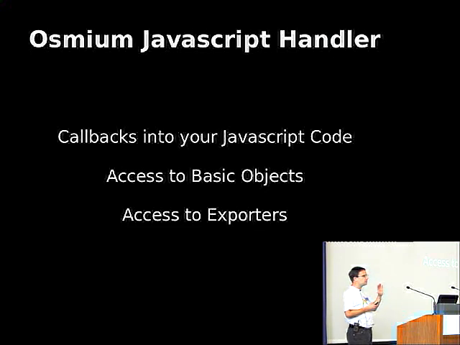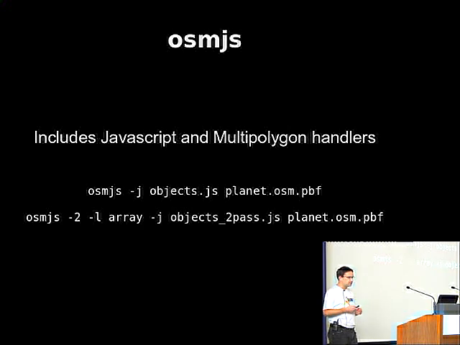So optionally, if you want to, you can include a JavaScript handler in your Osmium code. The callbacks I was talking about earlier in your handler, that you will get in C++, you can also get in JavaScript code. So you write some JavaScript code, you get callbacks into that for every object, and then you can decide what you want to do with it. And you have access to those basic objects I was talking about. You have access to the exporter objects, so you can, for instance, do an export to a shapefile or something. There's a program called OSM.js that's part of Osmium, which includes already the JavaScript handler and the multi-polygon handler.